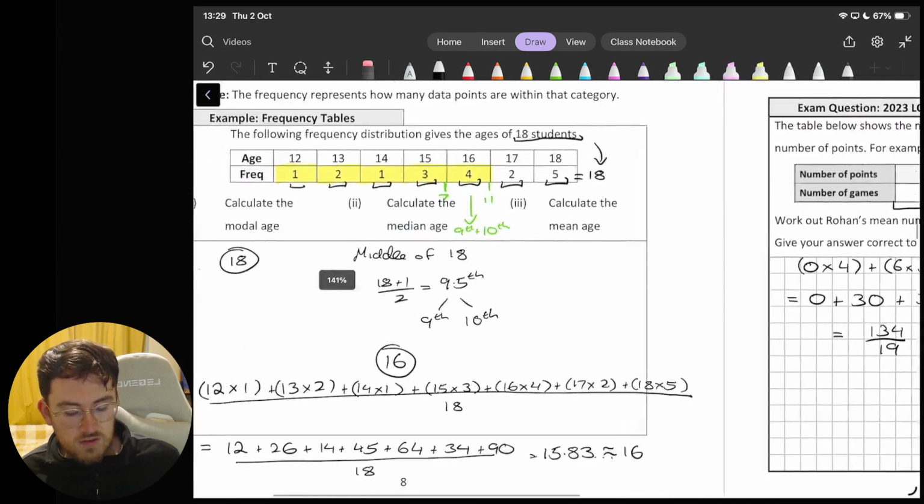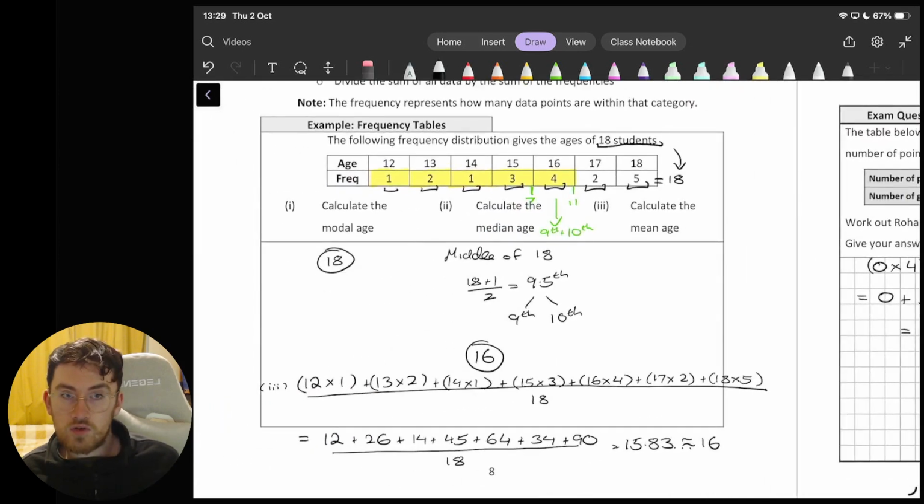So that's our general frequency distributions. We'll also look at grouped frequency distributions, so I'm going to do that in a second video, and we'll have similar calculations to look at there.